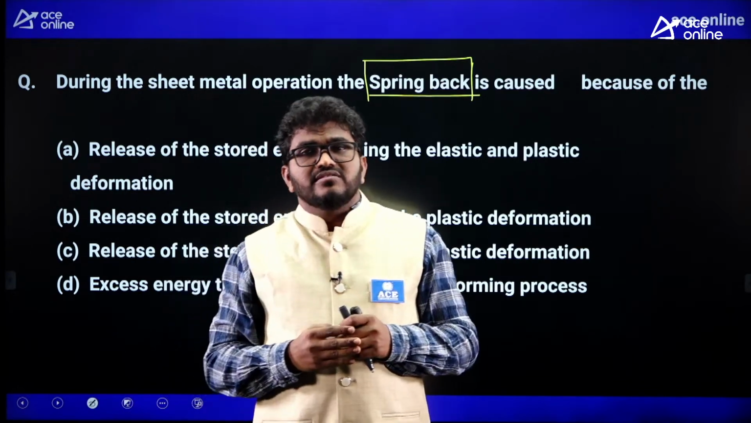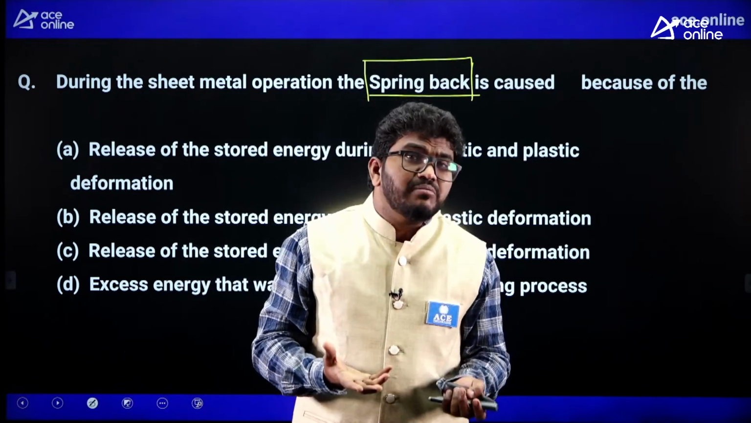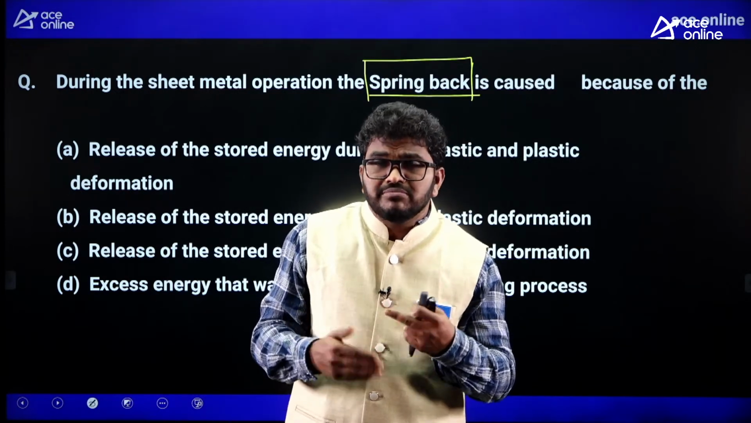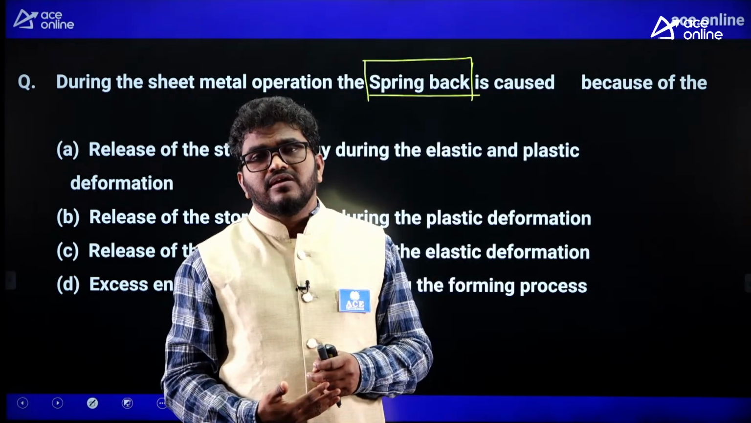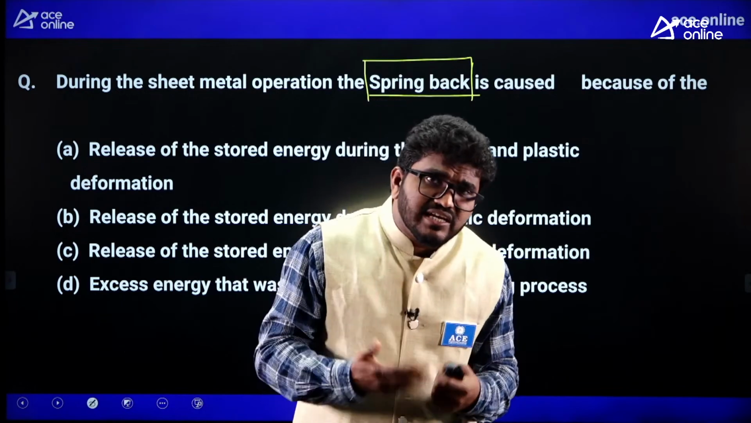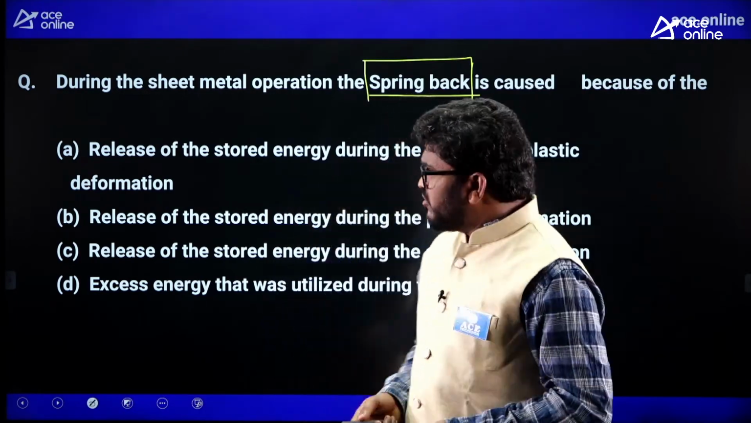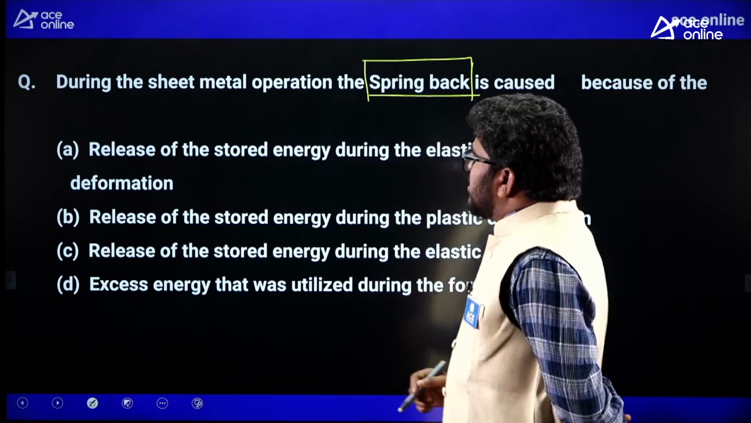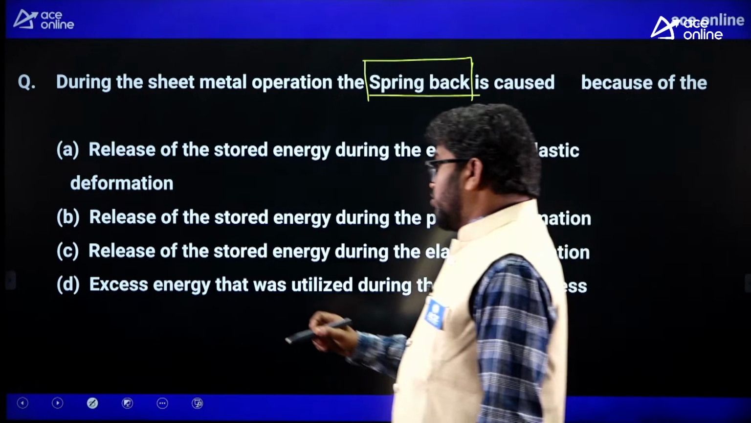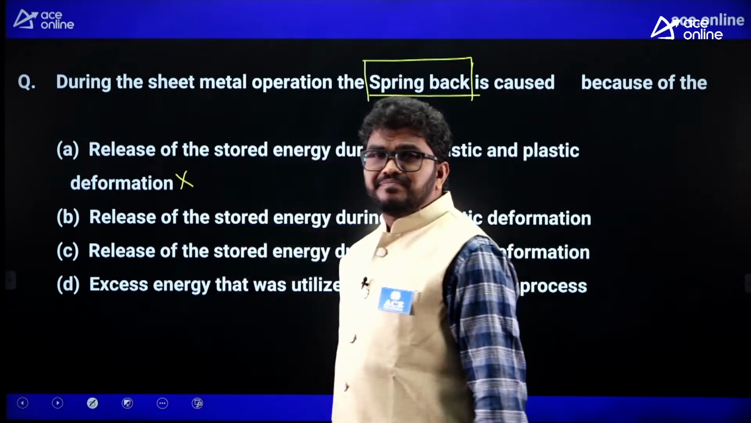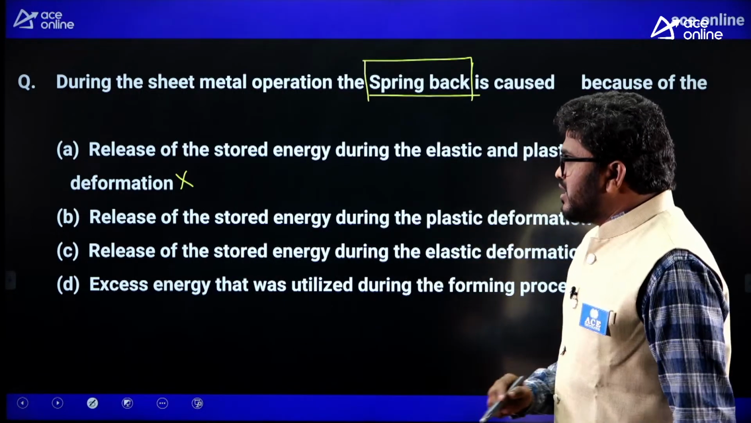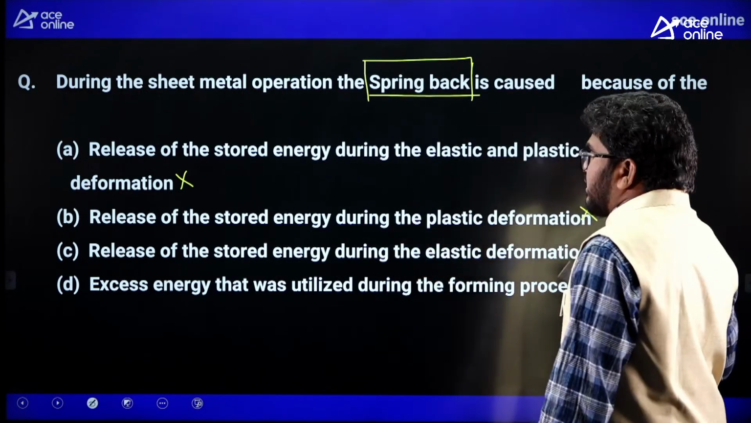The reason is there is an elastic deformation in the sheet material, and that elastic deformation is going to be recovered. That elastic recovery is nothing but the spring back effect. Now, if you see the options here, the first option, release of the stored energy during the elastic and plastic, no, only elastic deformation is correct. Release of stored energy during the plastic, not correct. Release of stored energy during the elastic, correct.